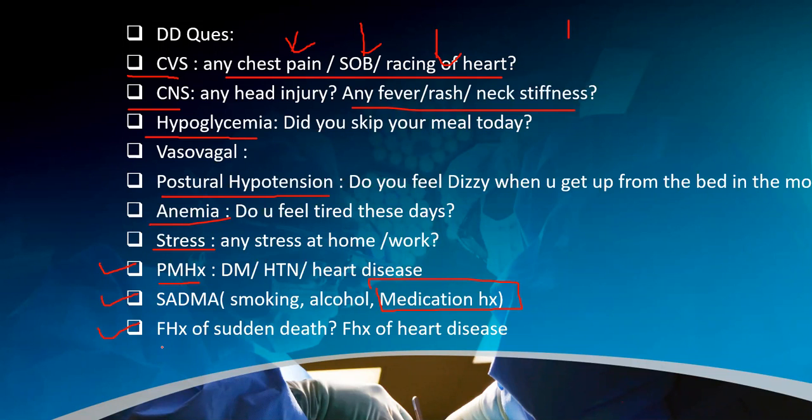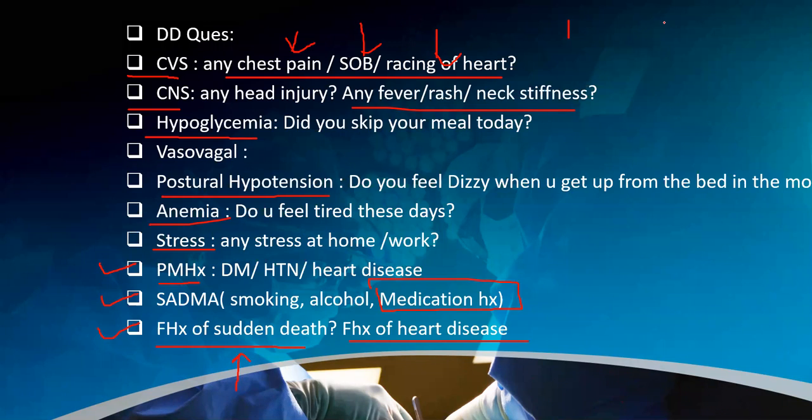And lastly, family history. Any family history of sudden death, any family history of heart condition? Family history of sudden death is important for HOCM and prolonged QT syndrome. People with a family history of sudden cardiac death are high-risk cases, because they can die anytime, and at a very young age. So sudden cardiac death history in the family is very important to assess. Don't forget to ask it.